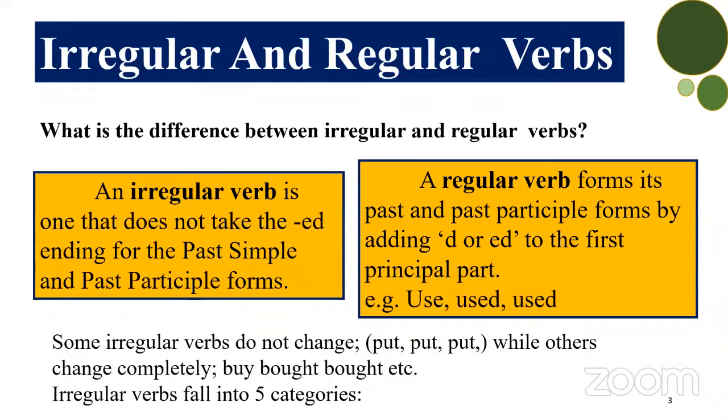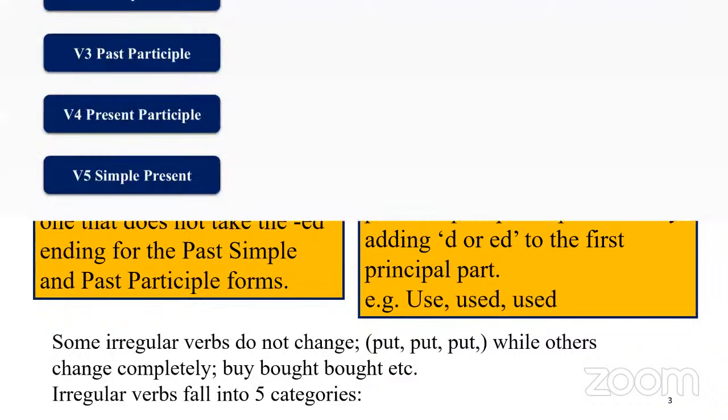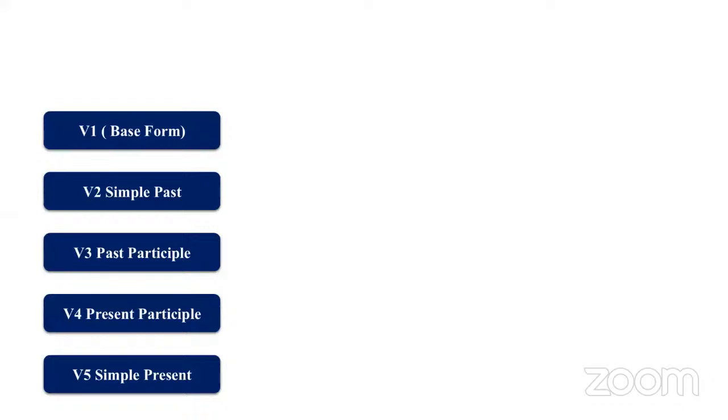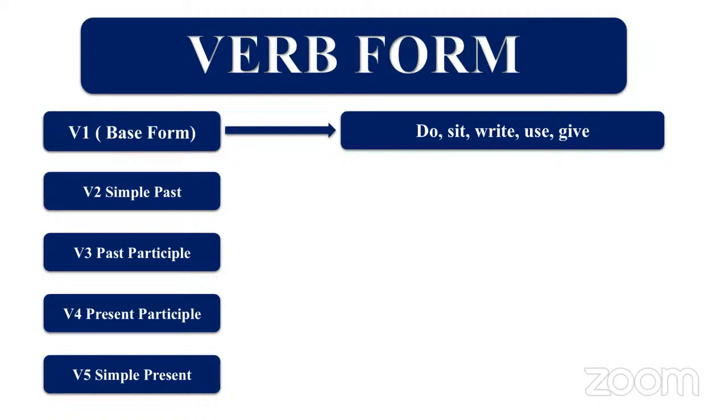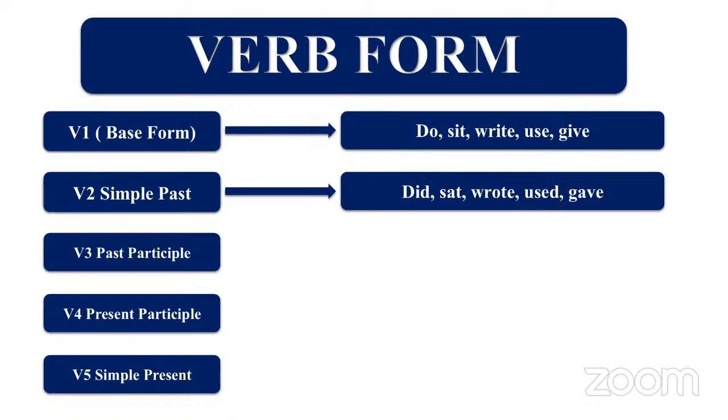They won't change in any form, right? So irregular verbs fall under 5 categories. With respect to the base form, first V1, the base form, the same words I have given: do, sit, write, use, give. In the simple past form, it will be did, sat, wrote, used, gave. How will it be in the past participle form?